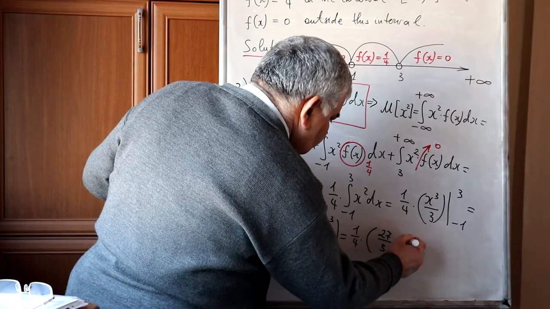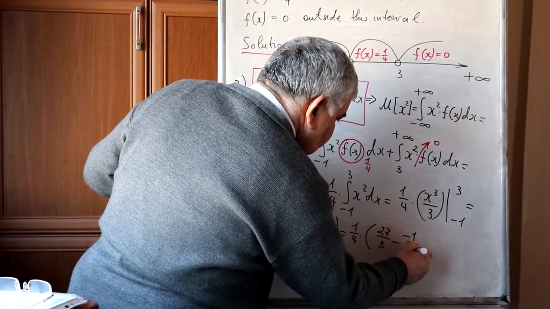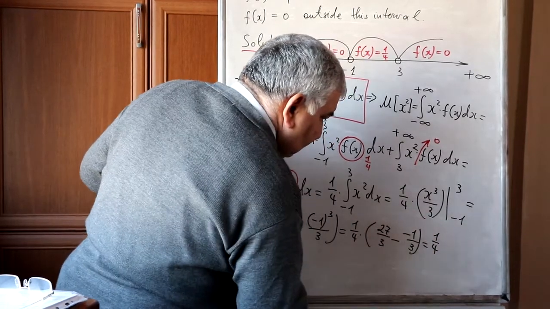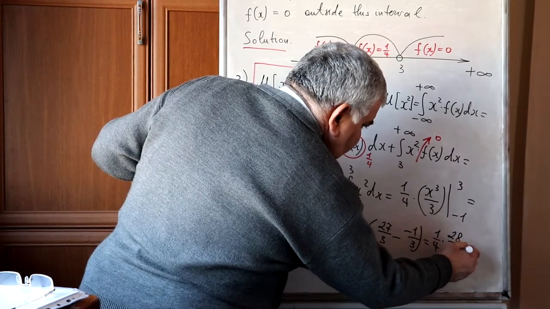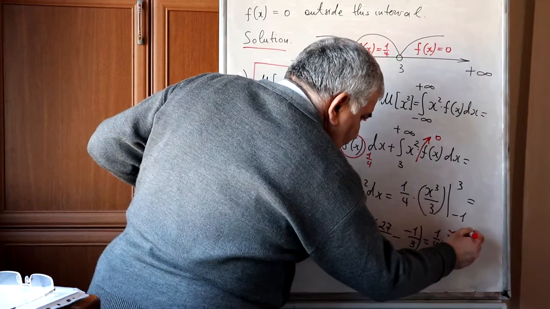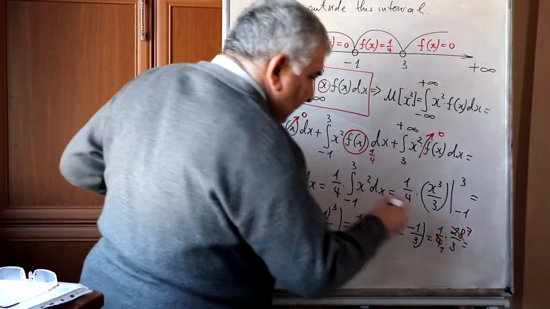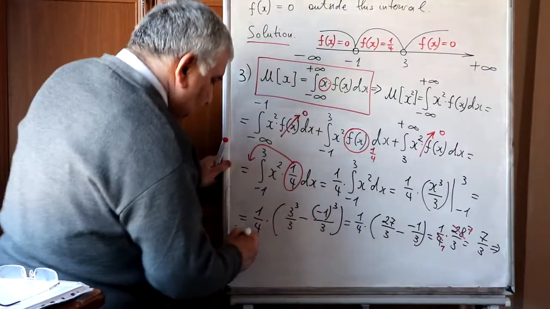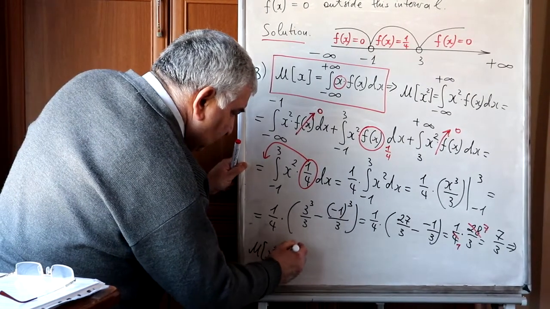thirds minus -1 third equals 1/4 multiplied by 28 thirds. Simplify numerator and denominator by 4. Here 7, here will be 1, and we have 7 thirds. That is Mx squared. Mx squared is 7 thirds.